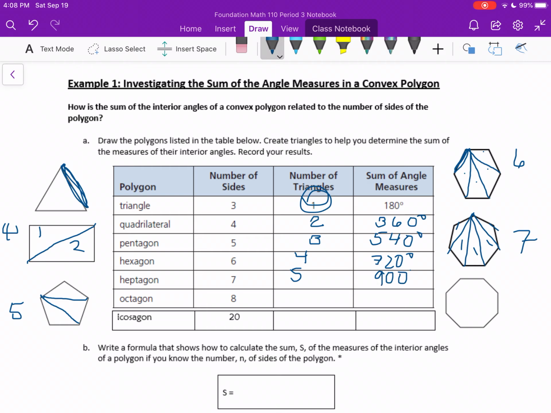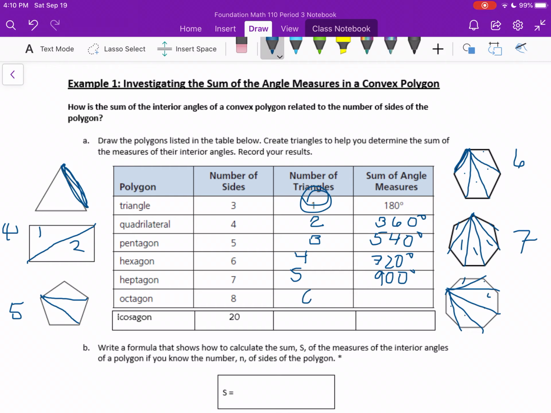I promise if I keep doing this, my handwriting's going to get better. Just bear with me. And the last one is our octagon. So I think I'll start in this corner this time and I'll go to there. So that's 1 triangle, 2 triangles, 3 triangles, 4 triangles, 5, 6 triangles.